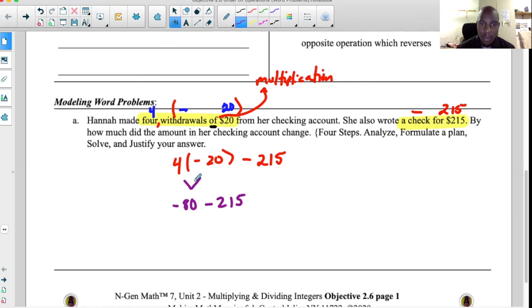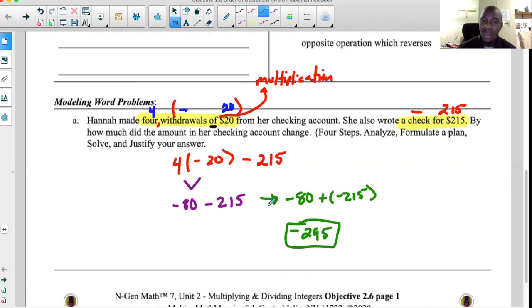Okay. Now we're going to remember, oh, this is subtraction, right? If you're using your calculator, just put it straight in your calculator, negative 80 minus 215. But also keep in mind, ladies and gentlemen, you could change it to addition by keep, change, and then absolute value of both. Add them together, keep it as a negative. Your answer would be 295, negative 295.